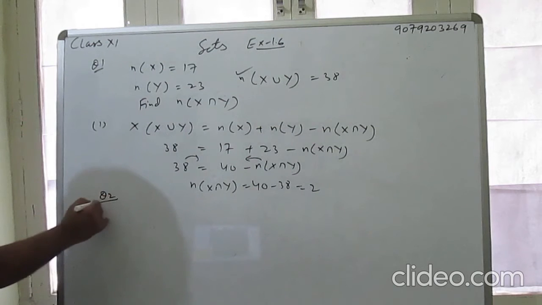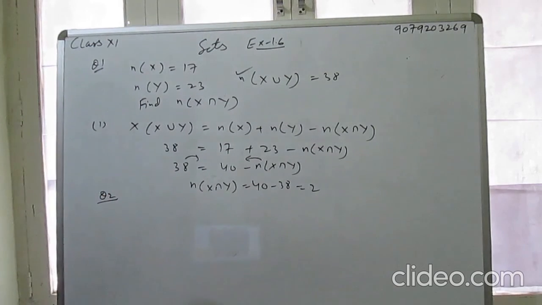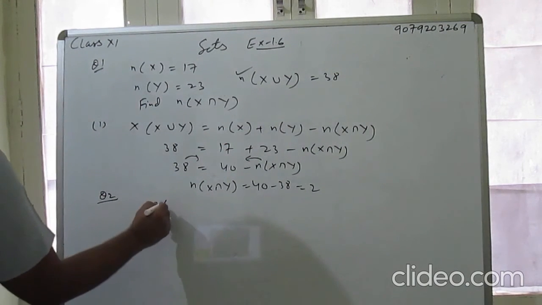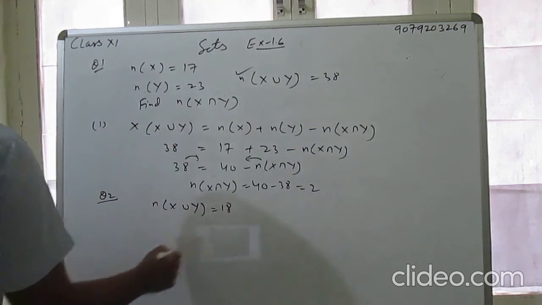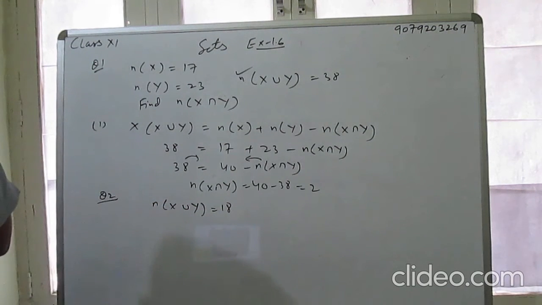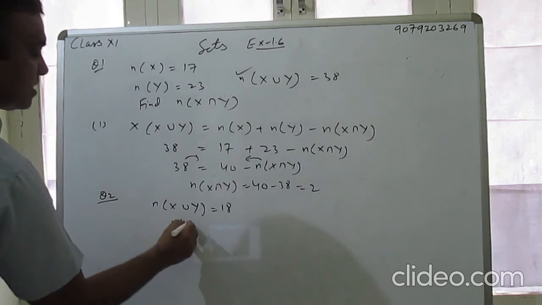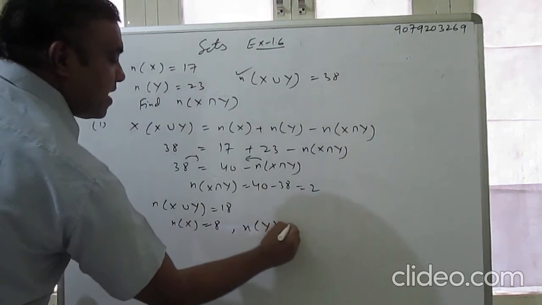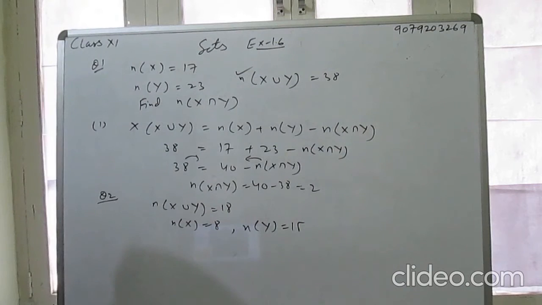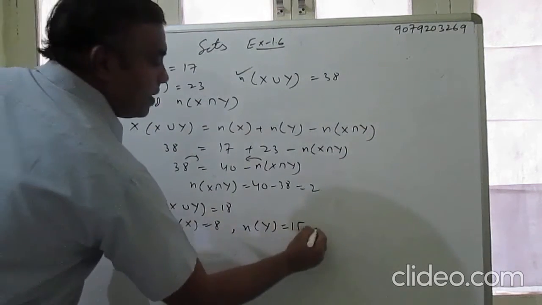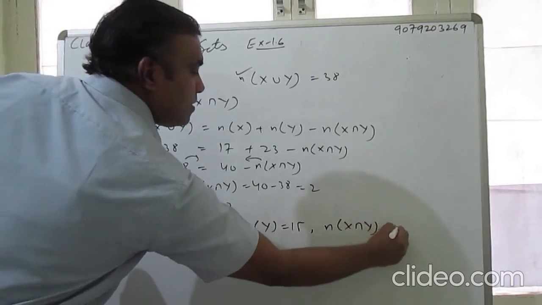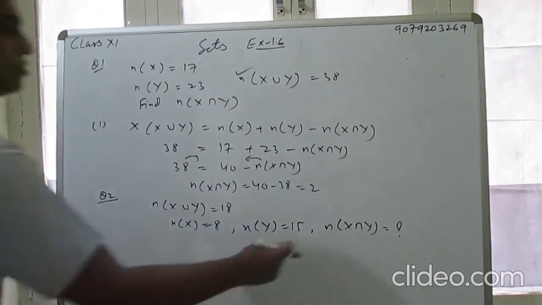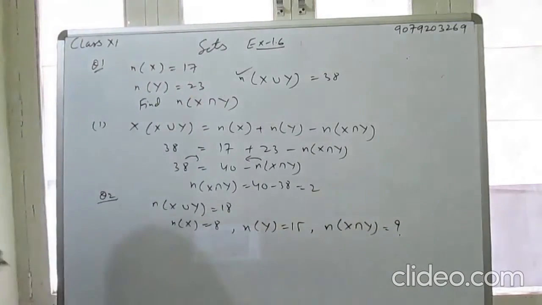So in this way we can use X union Y. Now another question, number 2 of your book. If X and Y are two sets, and the number of elements in X union Y is given as 18, X has 8 elements, Y has 15 elements. How many elements does X intersection Y have? This you have to find out. It is the same question as the first.